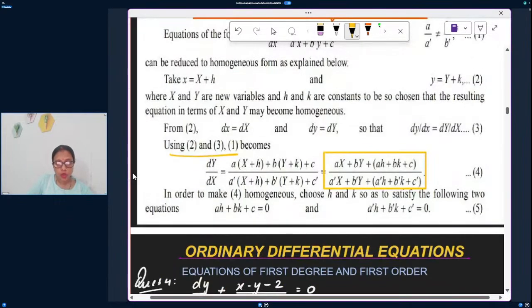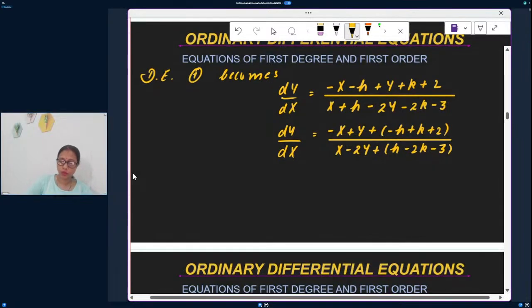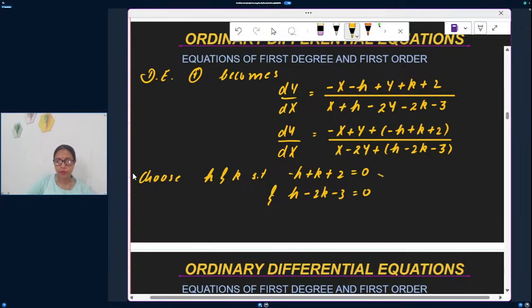So this is it. In order to make equation number 4 homogeneous, choose h and k so as to satisfy the following two equations. Basically, you have to choose h and k such that these constants become 0. So you have to solve. Choose h and k such that minus h plus k plus 2 is equals to 0 and h minus 2k minus 3 is equals to 0. Adding them, minus k minus 1 is equals to 0. So k is minus 1.